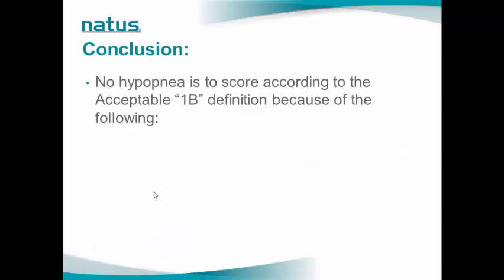So, the recommended 1A definition for scoring hypopnea can result in overestimation of the hypopnea index, while using the accepted 1B definition can result in underestimation of the severity of the hypopnea index. So, sleep labs should document and report which definition is being used.